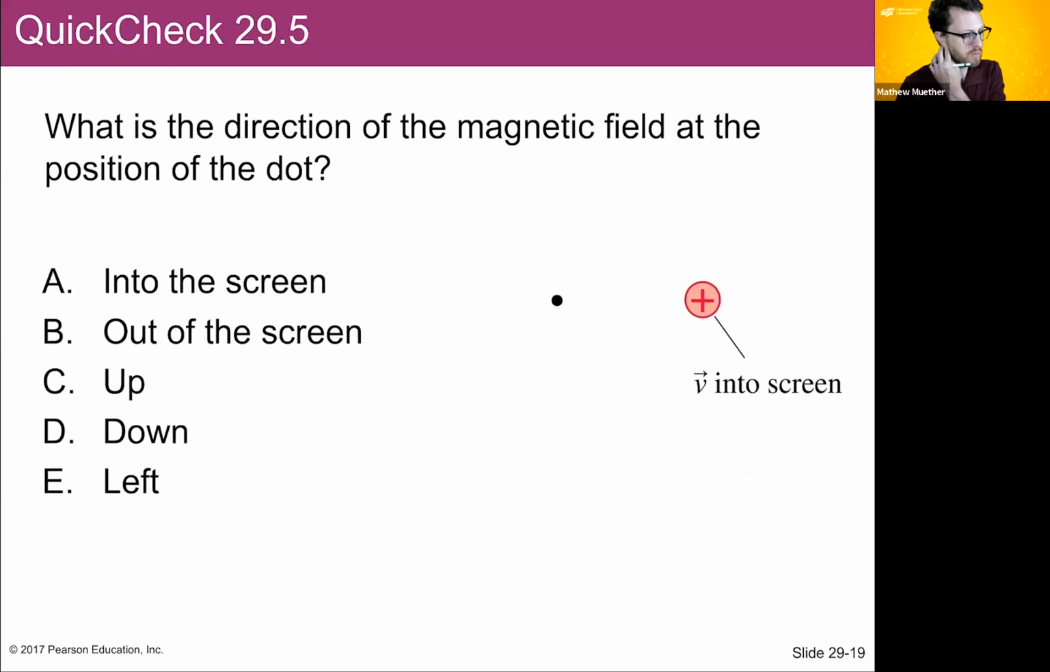What about this one? I have a positive charge. This particle is moving into the screen. Okay, so it's moving away from you as you're looking at it. What direction does the magnetic field point at this point here?